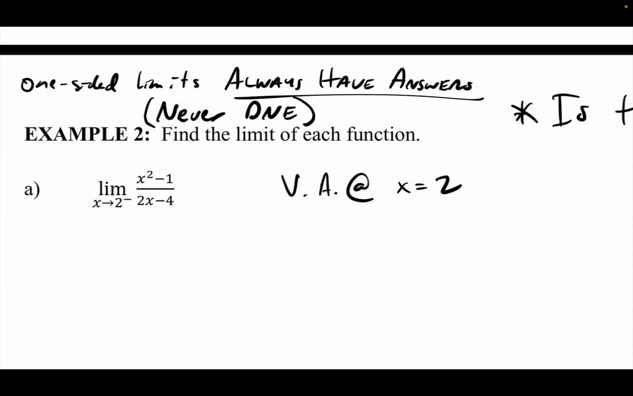But it's always going to have an answer. It's not going to be D and E. D and E only happen when it's a two-sided limit. Okay, let's see. Are any of these two-sided limits?